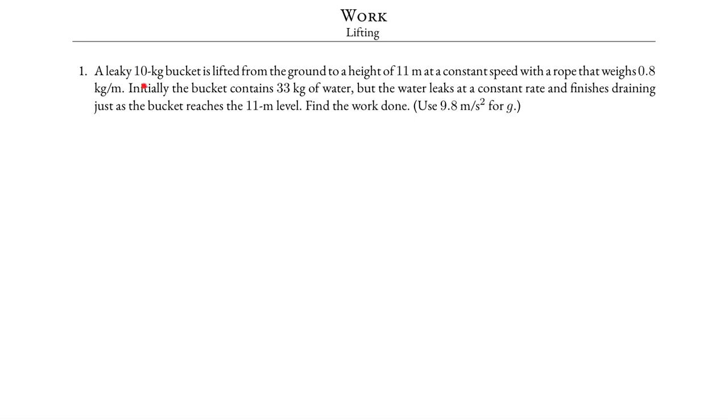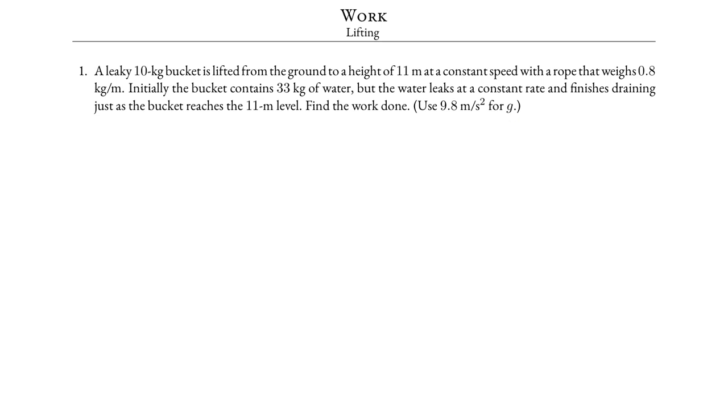A leaky 10-kilogram bucket is lifted from the ground to a height of 11 meters at a constant speed with a rope that weighs 0.8 kilogram per meter. Initially, the bucket contains 33 kilograms of water, but the water leaks at a constant rate and finishes draining just as the bucket reaches the 11-meter level. Find the work done. Use 9.8 meters per second squared for gravity.